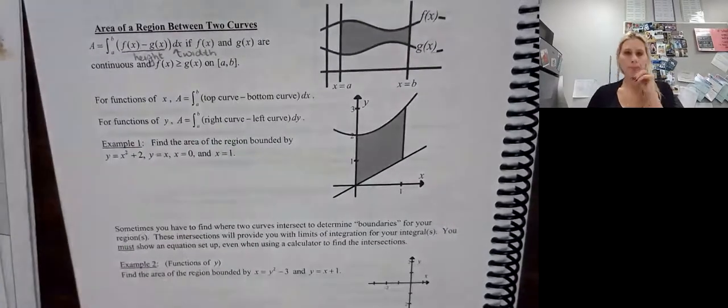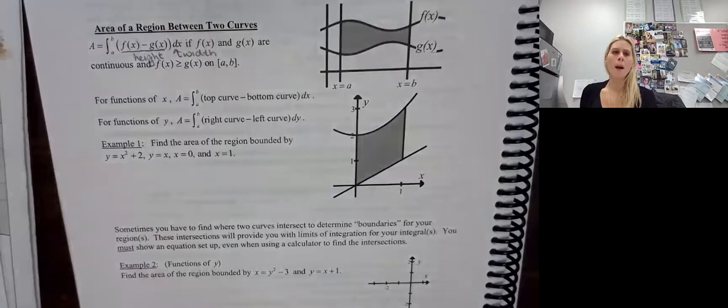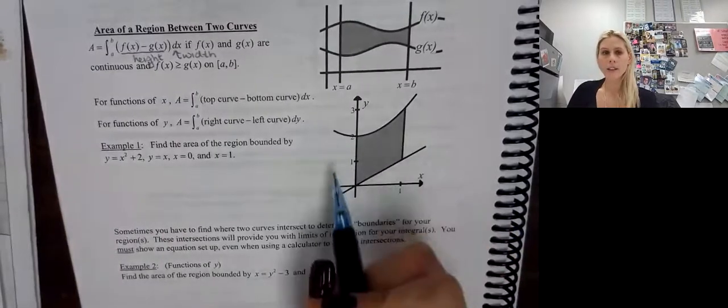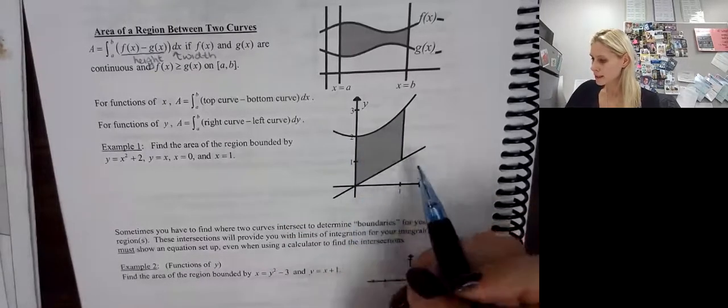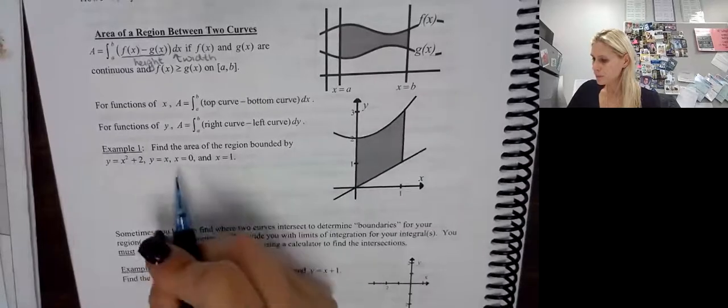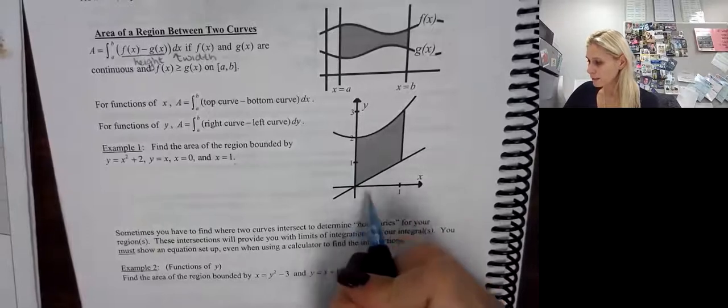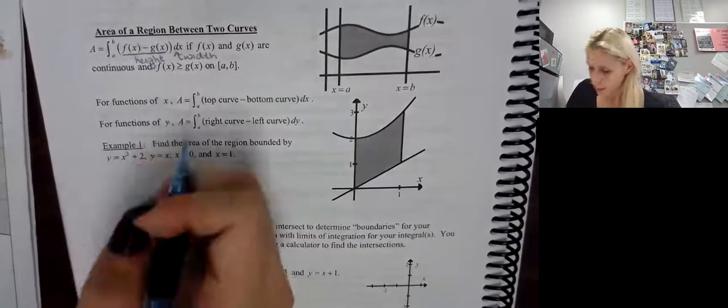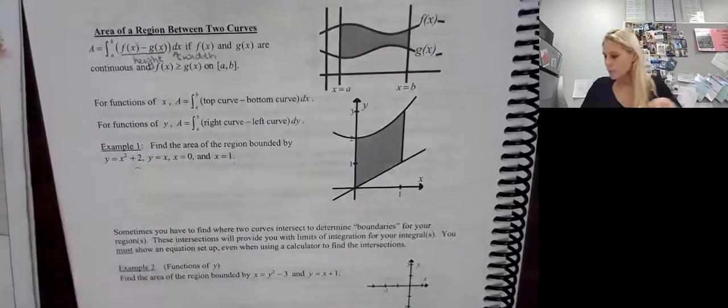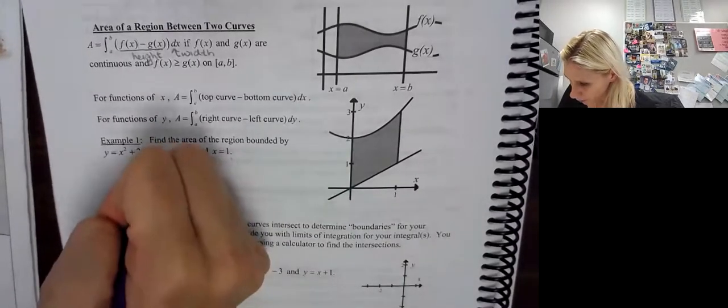All right, so example 1. Find the area of the region bounded by y equals x squared plus 2, y equals x, x equals 0, and x equals 1. Okay, so this graph here is all of these functions. So there's our x squared function, our x, and our vertical lines at 0 and 1. This tells us that we're going from the x value of 0 to 1. So let's set up our integral. Our lower boundary is going to be 0. Upper boundary is going to be 1.